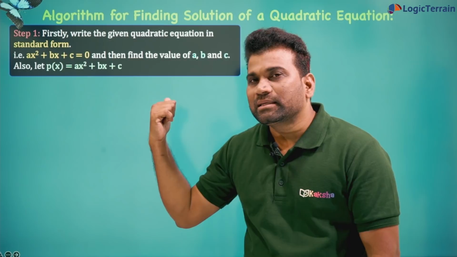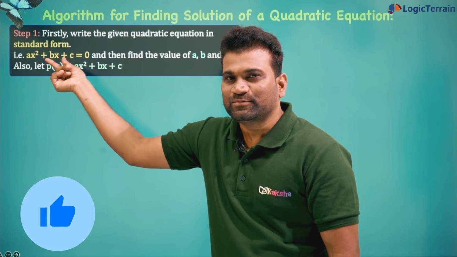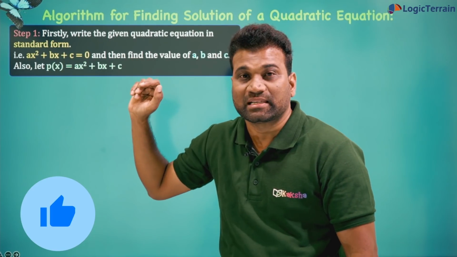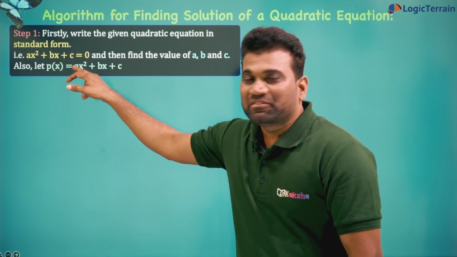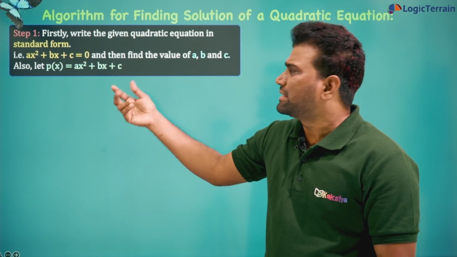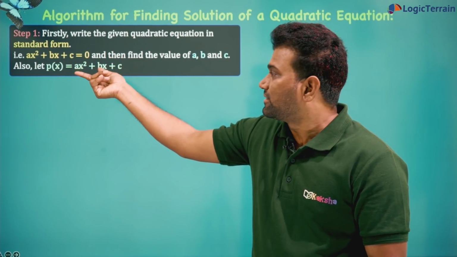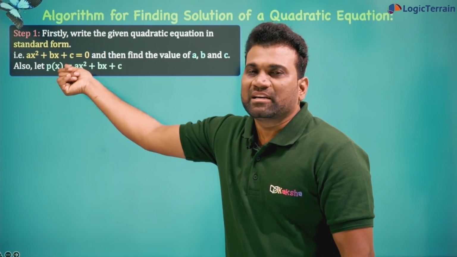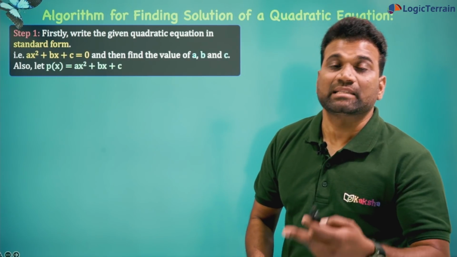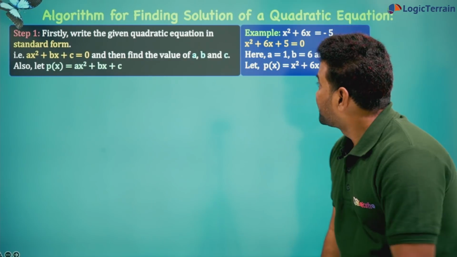What are a, b, c here? Here a, b, c are coefficients of each term. Here a is the x square coefficient, b is the x coefficient and c is the constant. Also, let p of x is equal to ax square plus bx plus c, which means let us give some name to the quadratic polynomial. So what is that? P of x. Here in this case we have given p of x. You can also give q of x, r of x, your wish. Okay, let us see an example.